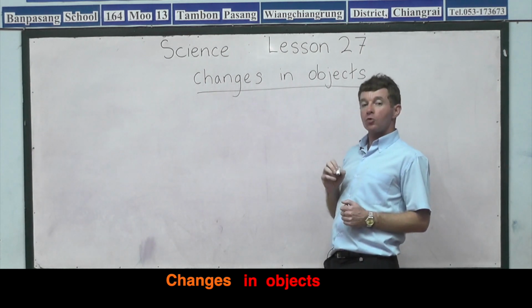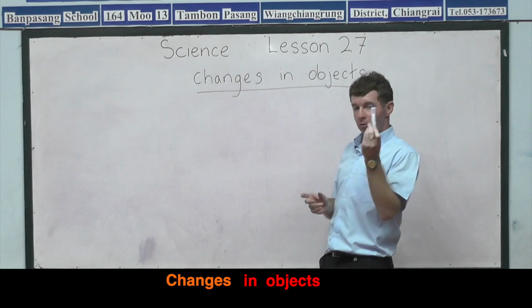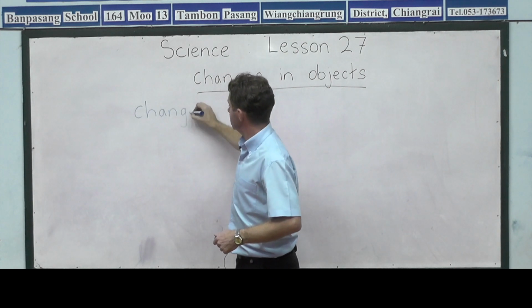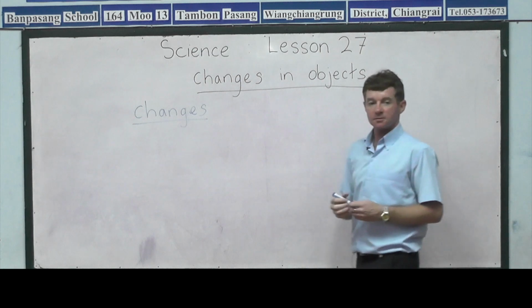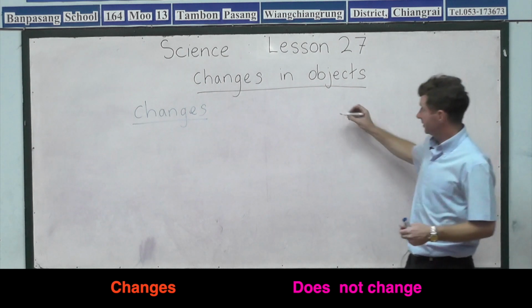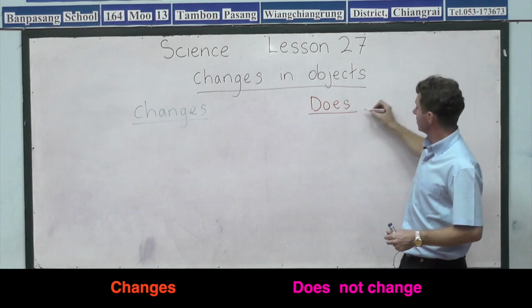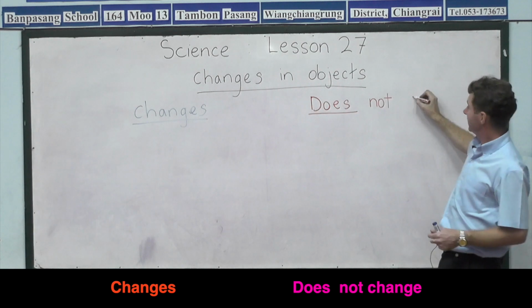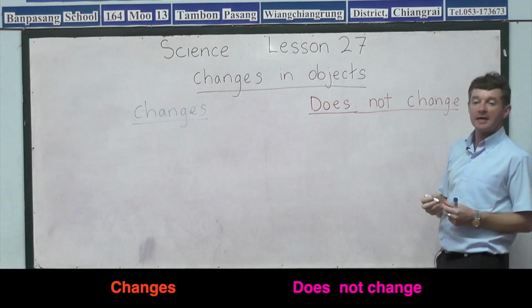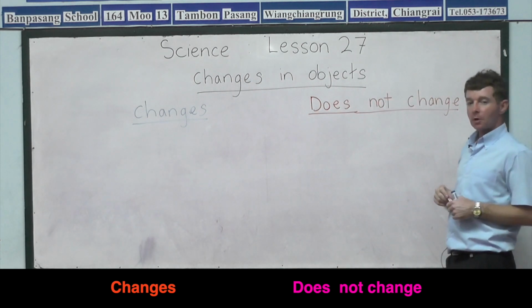Can anybody remember what the two columns were? What color shall we use for changes? Red or blue? We'll use blue for changes. C-H-A-N-G-E-S. Changes. And how about the opposite? If it doesn't change, we say does. D-O-E-S. Does not. Does not change. Changes. Does not change. Okay.